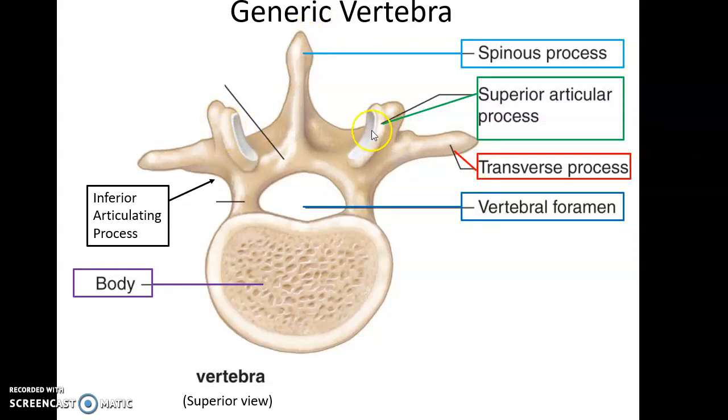Then we have a small piece of bone sticking up superiorly called the superior articular process, which forms a joint with the vertebra above. And then, we can't see it, but below are small bony processes sticking down called the inferior articular processes. They articulate with the vertebra below.